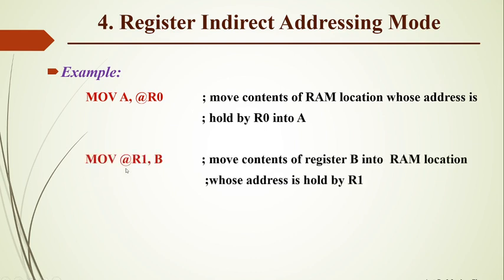Next instruction, MOV @R1, B. Here R1 is used as a pointer which is pointing to the RAM location. So the content of register B will be loaded into the memory location whose address is held by the pointer register R1.